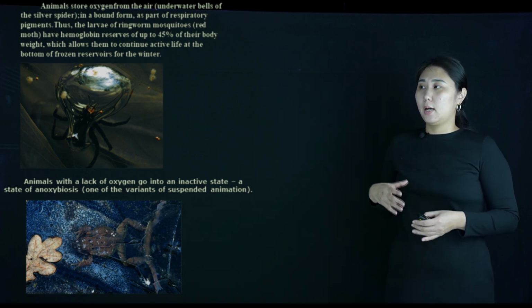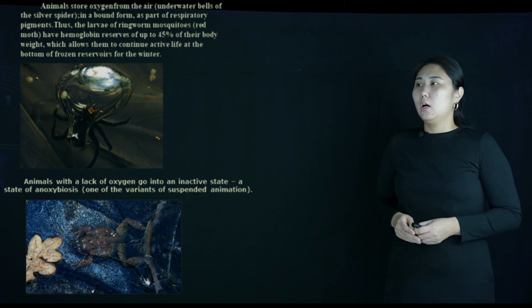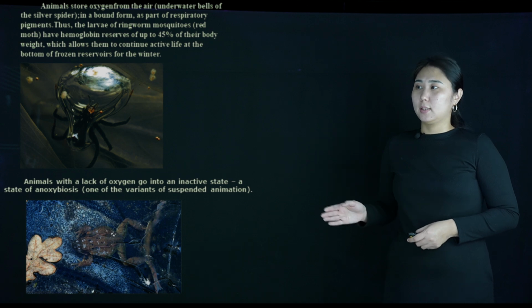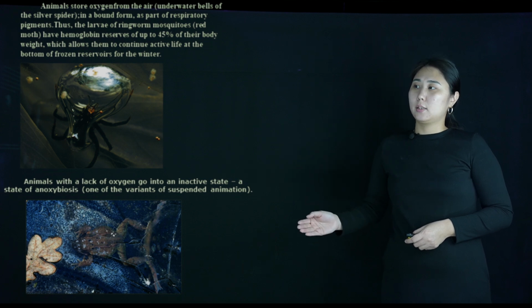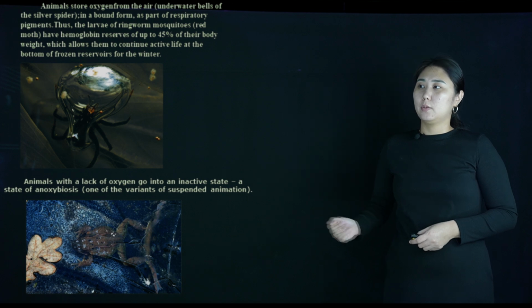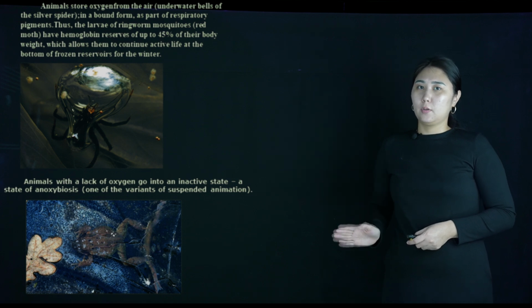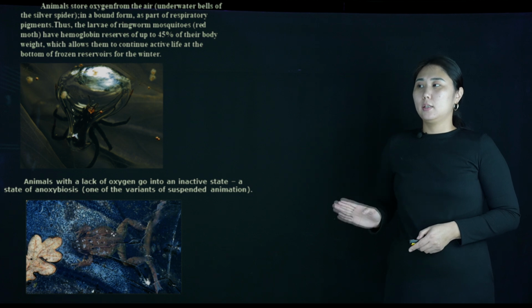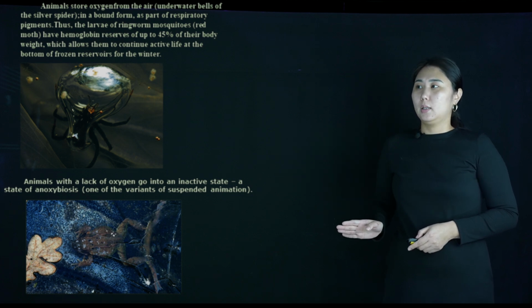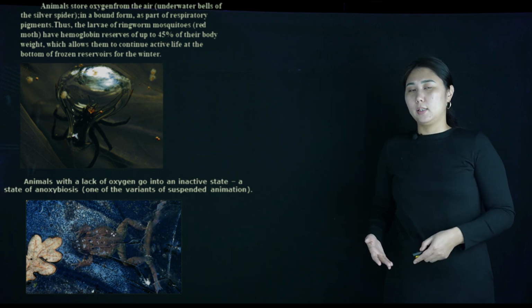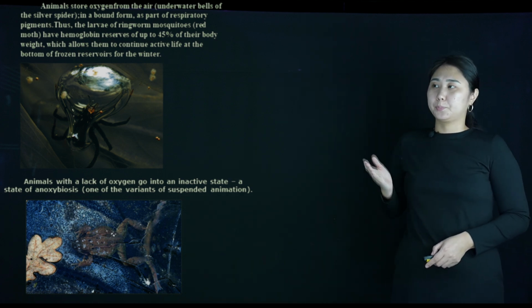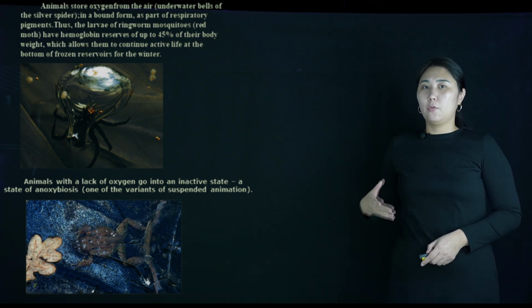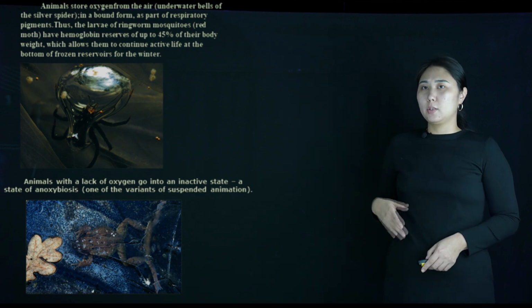If the animals don't have oxygen, they go into an inactive state, like this frog. This state is called anabiosis, which is one variant of suspended animation. In this picture, if the oxygen is not enough and the condition is not good, these types of animals go into the inactive state in their life. So these are the types of adaptation to oxygen in water in animals which live in the water.